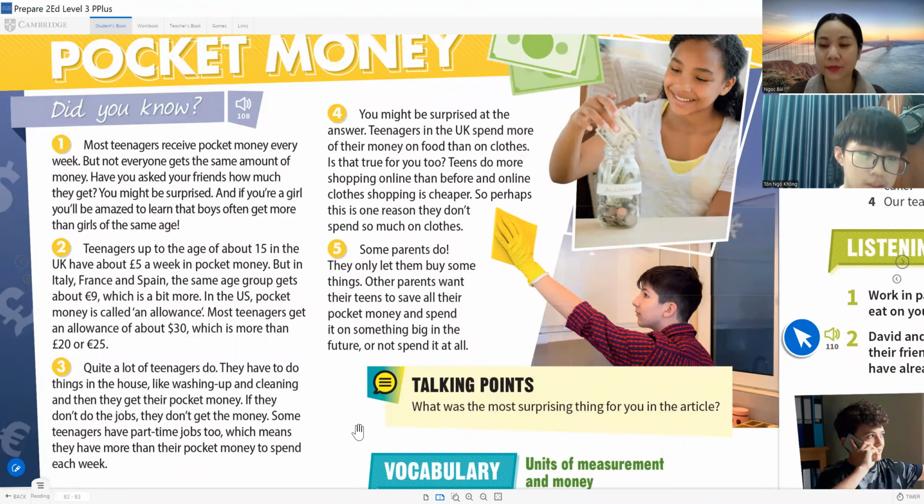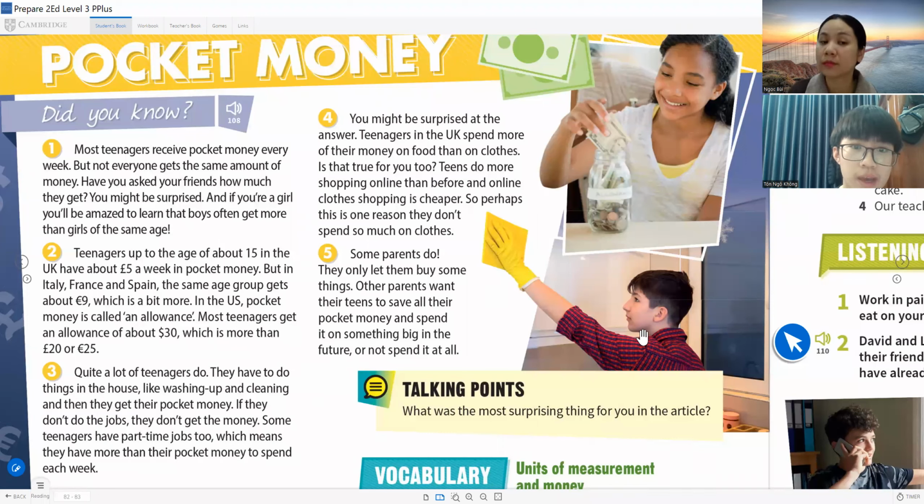Some teenagers have part-time jobs too, which means they have more than their pocket money to spend each week. Four, you might be surprised at the answer. Teenagers in the UK spend more of their money on food than on clothes. Is that true for you too? Teens do more shopping online than before, and online clothes shopping is cheaper. So perhaps this is one reason they don't spend so much on clothes. Five, some parents only let them buy some things. Other parents want their teens to save all their pocket money and spend it on something big in the future, or not spend it at all.